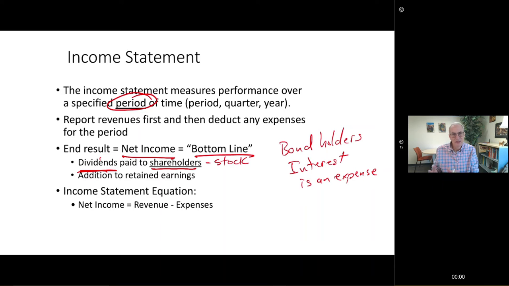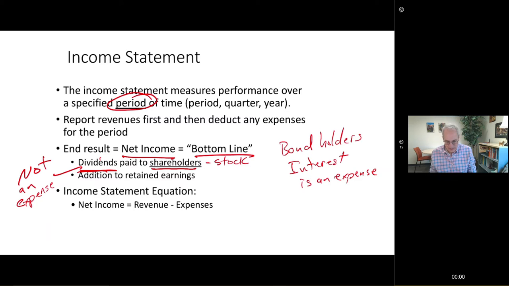Dividends are like saying, okay, you own part of this business, so we're going to give you some of the profits back of the business that you own. That is not an expense. So that's important to know too. You can write that down. Not an expense. That comes after taxes, after net income.